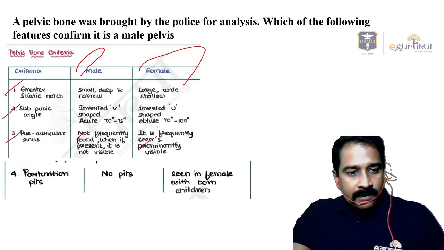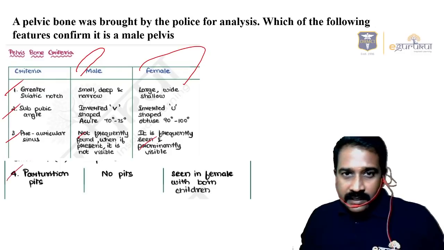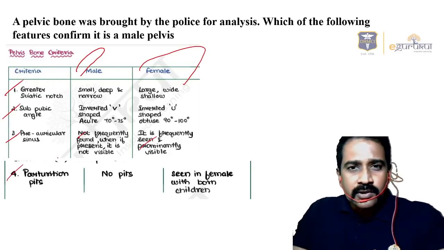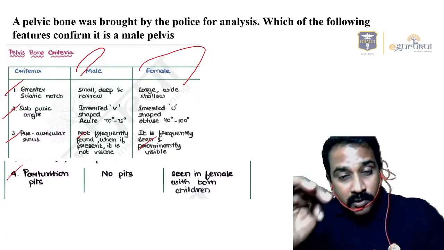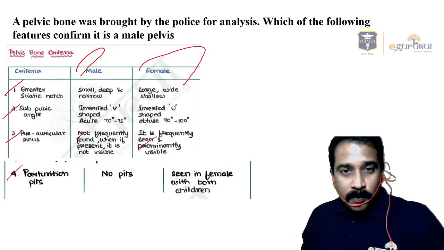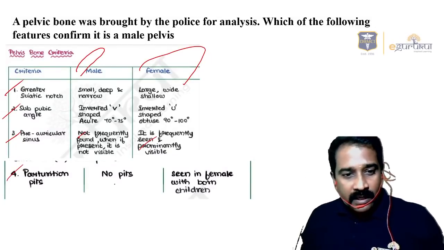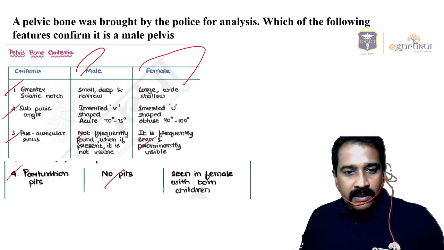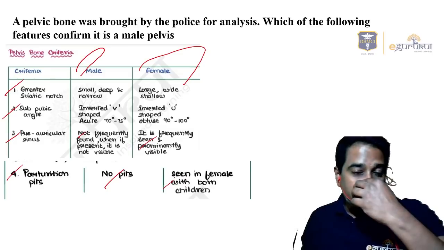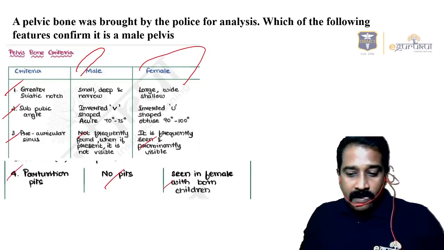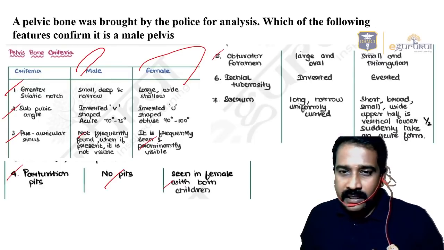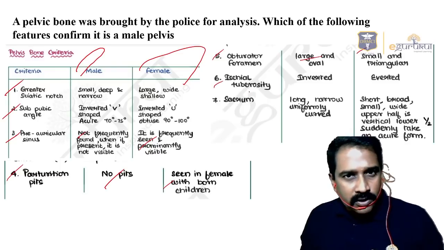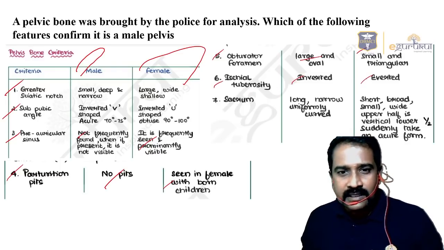Next, parturition pits. As the name indicates, they are seen on the posterior surface of the pubis, due to the pressure of parturition. In males, obviously no pits. In females, they are seen in those who have given birth. The fifth one, obturator foramen: in males, large and oval; in females, small and triangular. Ischial tuberosity: in males it is inverted, in females it is everted.